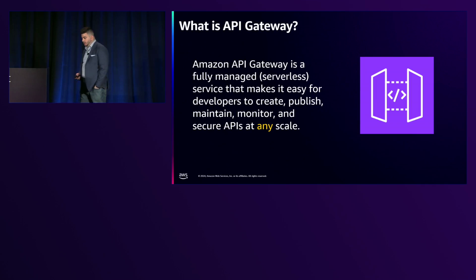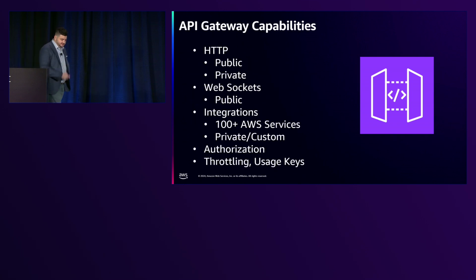At first, we were heavily integrated with Lambda, and over time, we built on API Gateway to support other use cases. Let's take a second and review the core capabilities of API Gateway. At the core, there are HTTP RESTful APIs. These follow a request-response pattern.